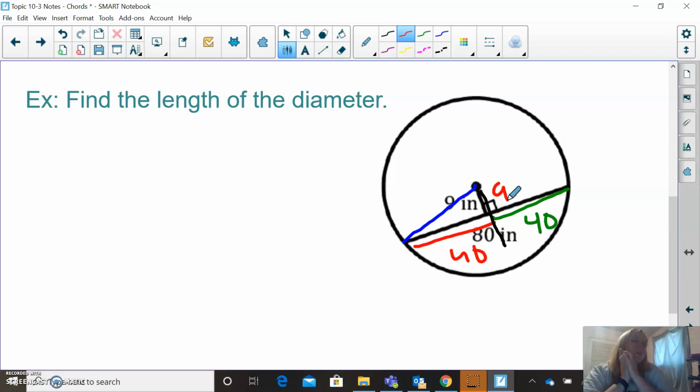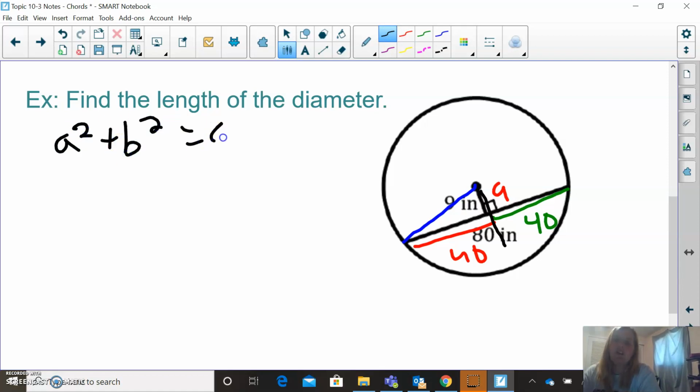So we can use Pythagorean's theorem. Okay, this is a right triangle, right? So let's use Pythagorean's theorem. And remember, C is always the longest side. Remember, Pythagorean's theorem is a squared plus b squared equals c squared. And C is always the longest side.